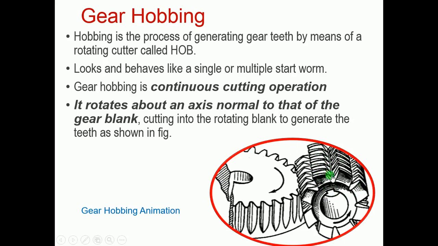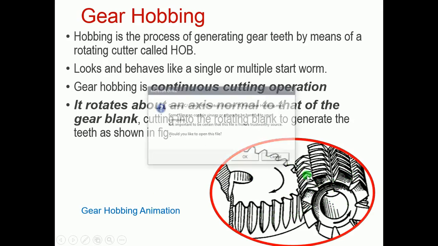There is a hob cutter against the blank. It looks like a single or multiple start worm. This cutter has single or multiple start worm or screw-type cutting teeth. Gear hobbing is a continuous cutting operation. It rotates about an axis normal to that of the gear blank, cutting into the rotating blank to generate the teeth as shown in the figures. Here we can produce gears. We take a short video for that.